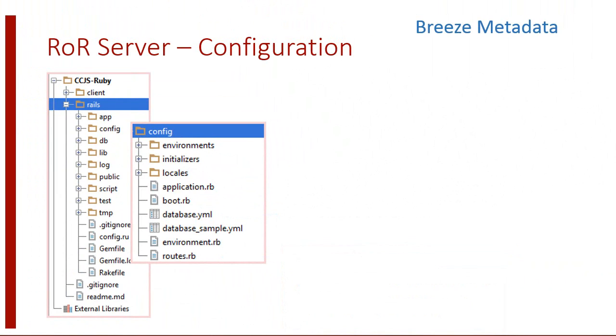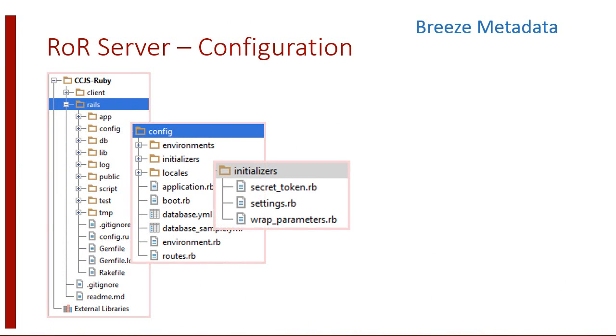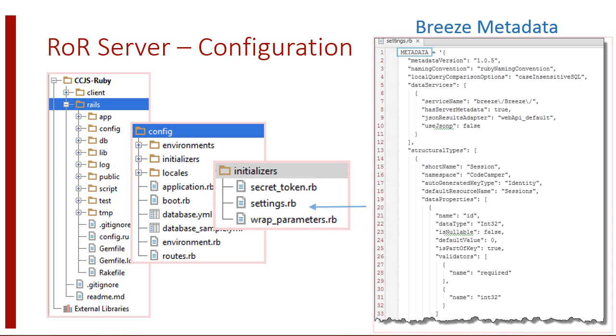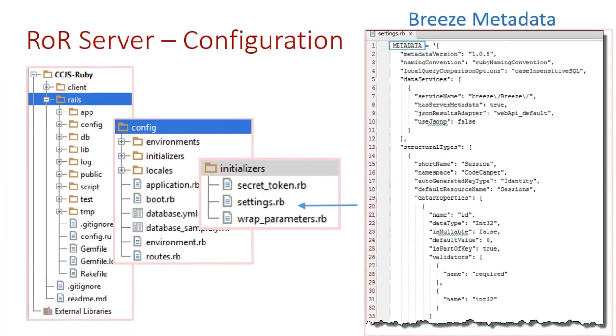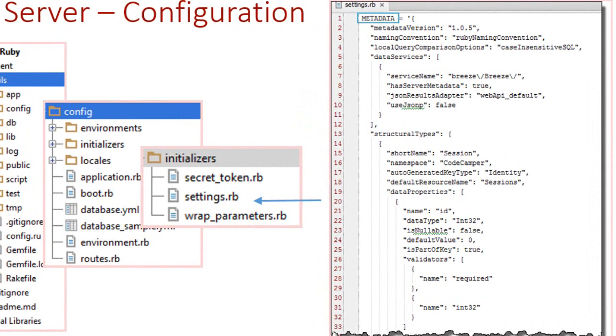Now we're going to need Breeze metadata. Every Breeze application does need Breeze metadata, which describes each of the entities, both their data types, their properties, and certain characteristics about them, just so it can operate properly with them. In this example, they're found inside that initializers folder in the settings.rb file. And if you look at that, you can see that's just a big chunk of JSON.